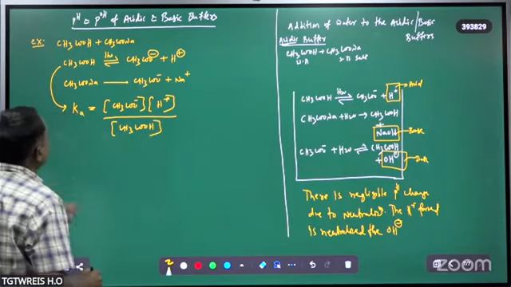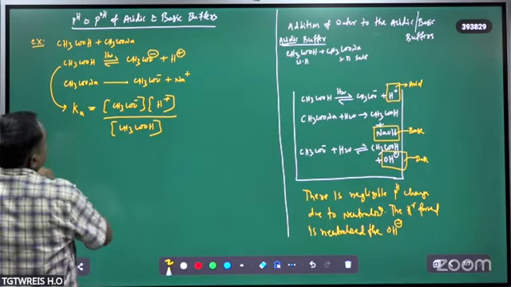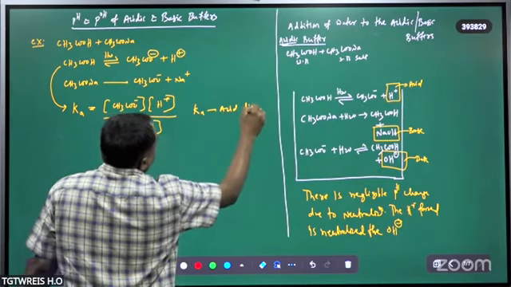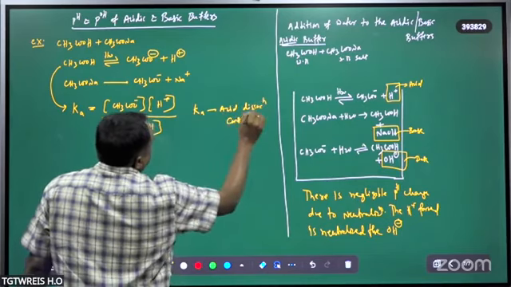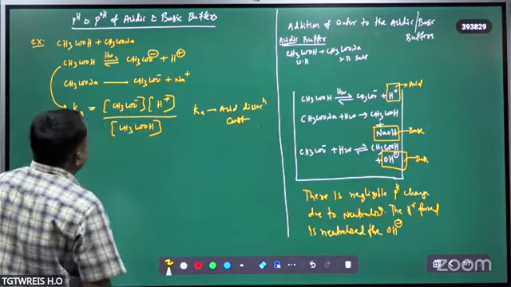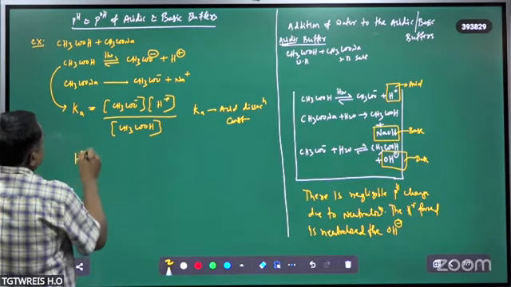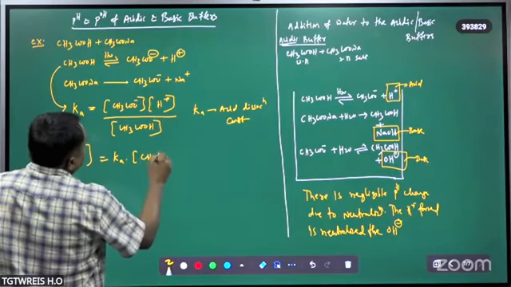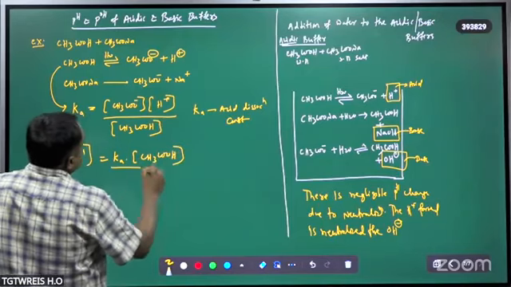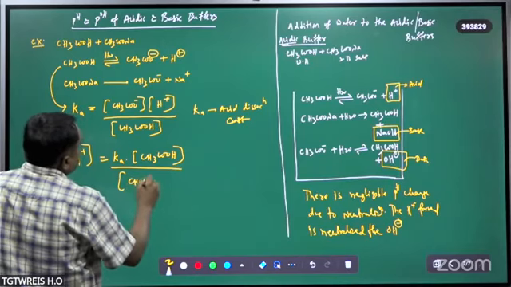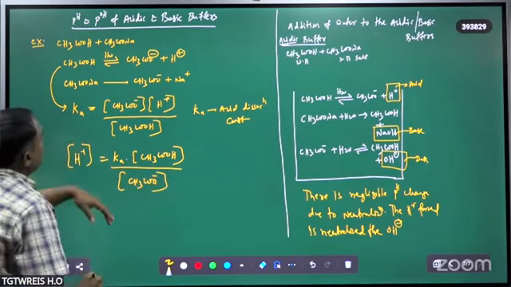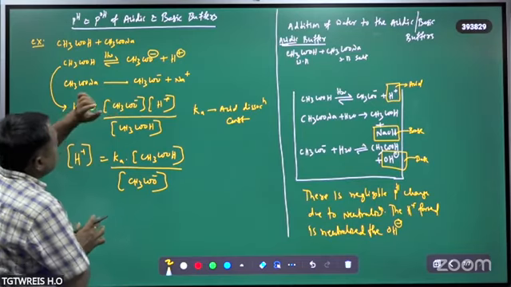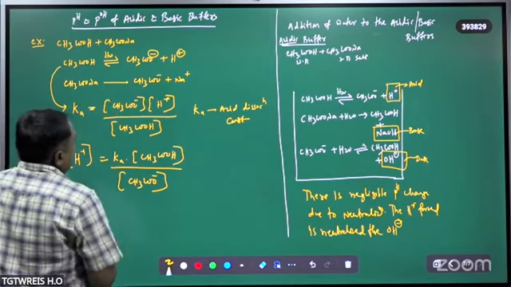Ka is the acid dissociation constant. So from this you write for H plus: H plus is equal to Ka into CH3COOH by CH3COO minus, by cross multiplication. So H plus is equal to Ka into this one by CH3COO minus.